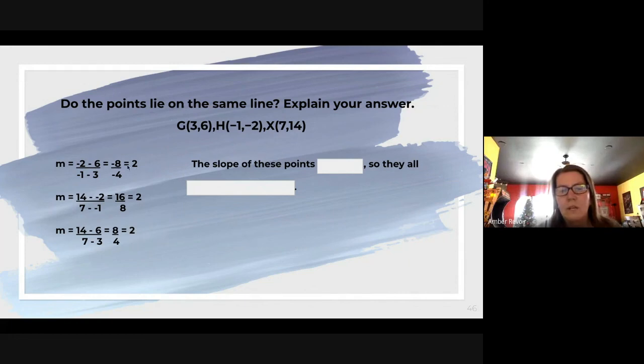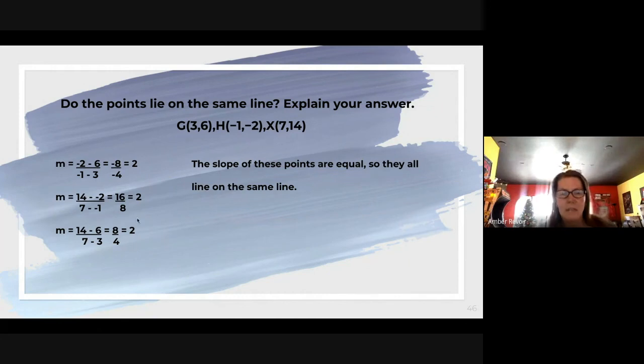So they have a constant rate of change. The rate of change is the same for each one of these, right? So it's our slope. The slopes are equal, so they are on the same line. Remember, if we get the same constant rate of change, then that is a straight line, and that is also our slope.